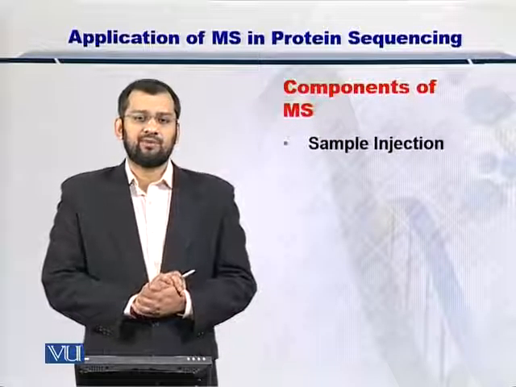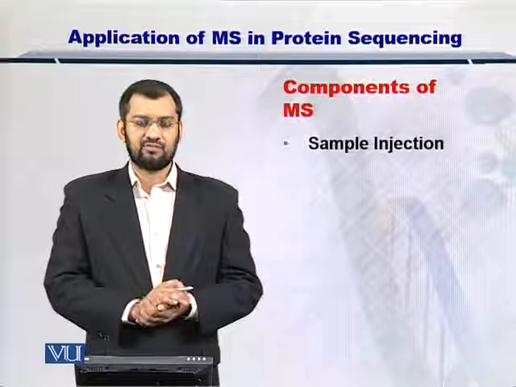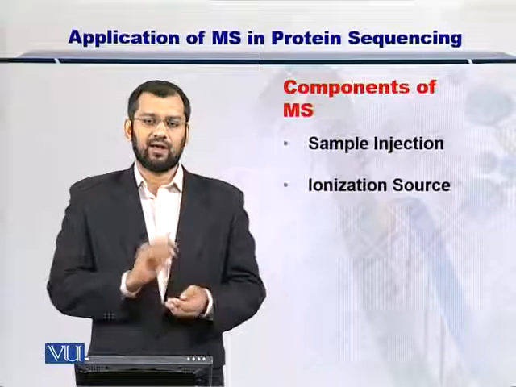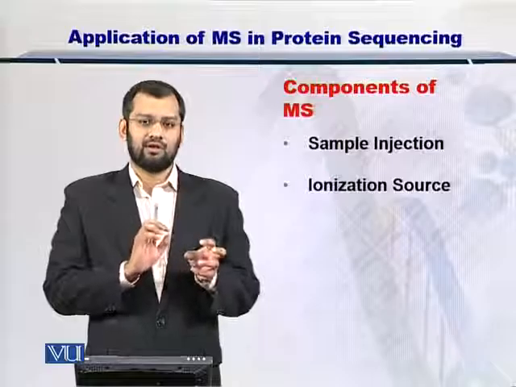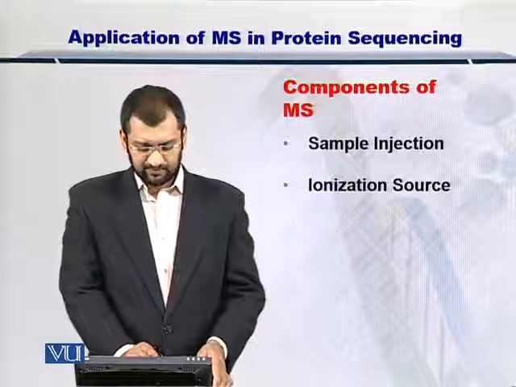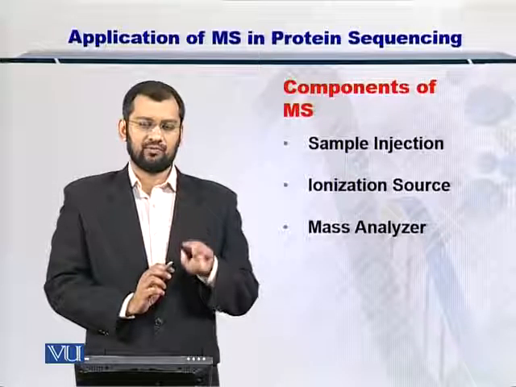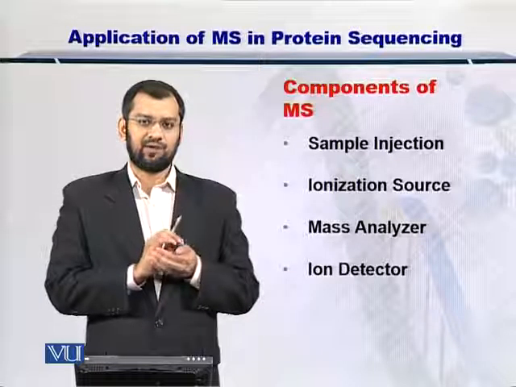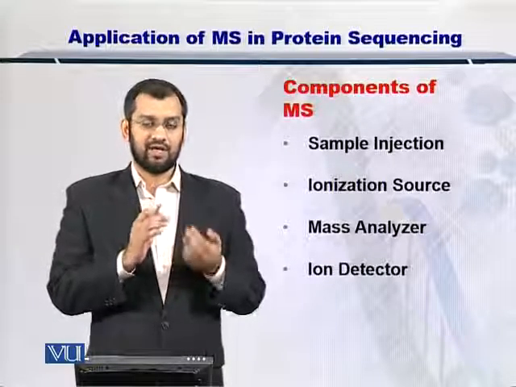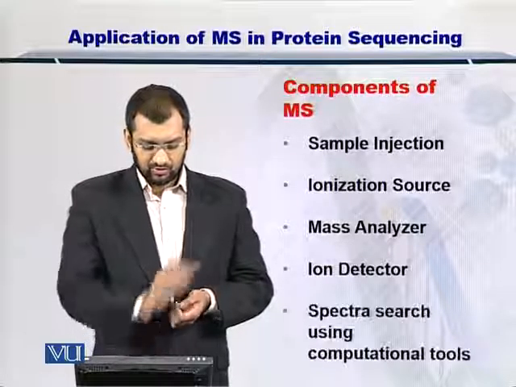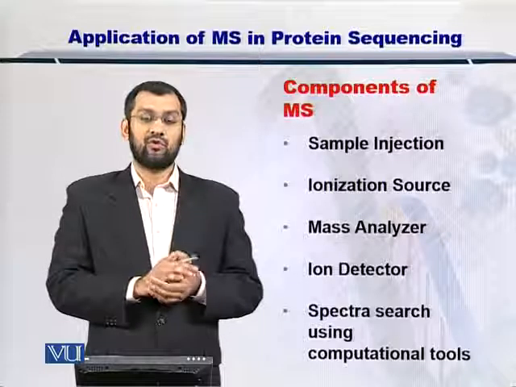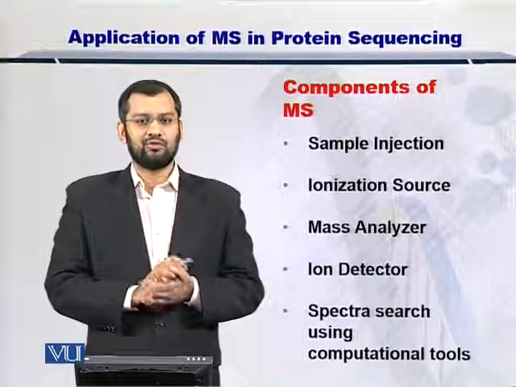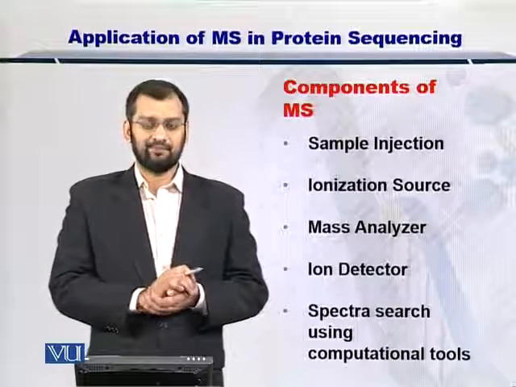The components of a mass spectrometer: the first thing that you need to do, as I just mentioned, is to inject your sample and then you ionize it by having an ionization source placed very close to the sample. And next, you analyze the mass which is there in the sample molecules, and you detect these particles which are now carrying a charge and hence are ions. And you have computational tools or bioinformatics tools to actually arrive at the sequence of these proteins. So this is a very nice and interesting application for you.